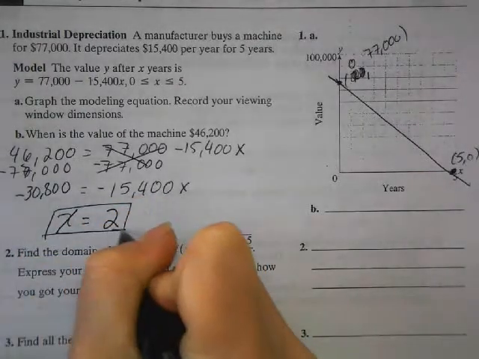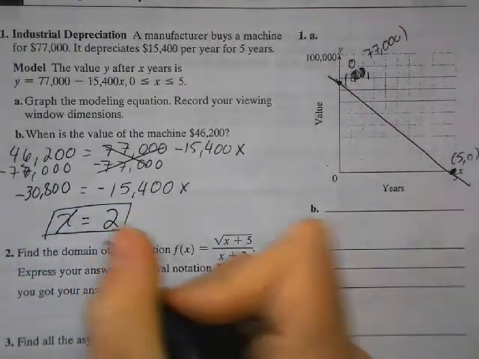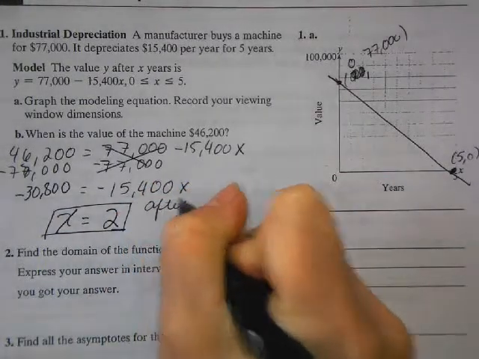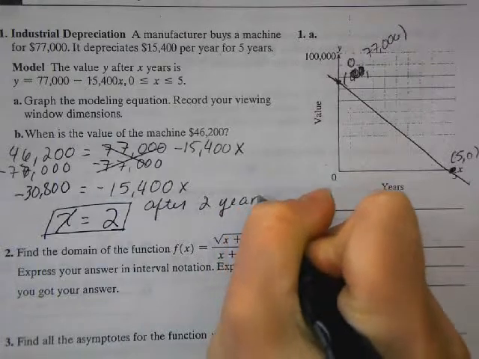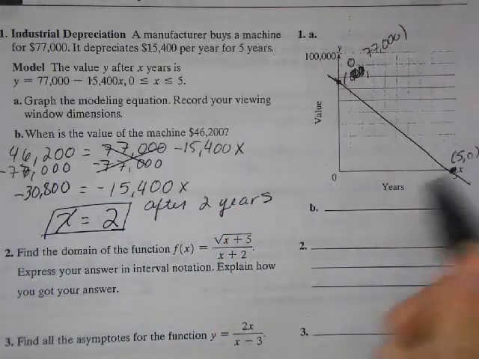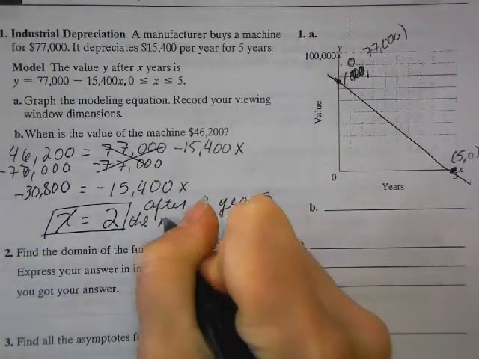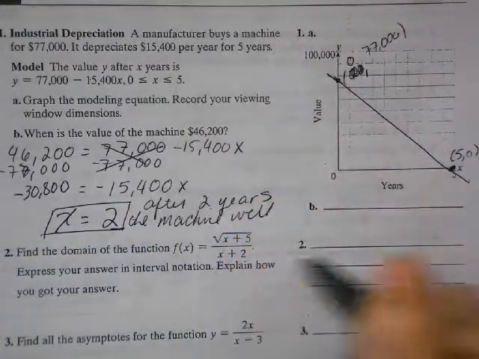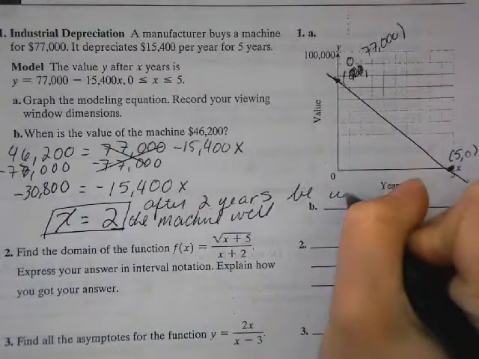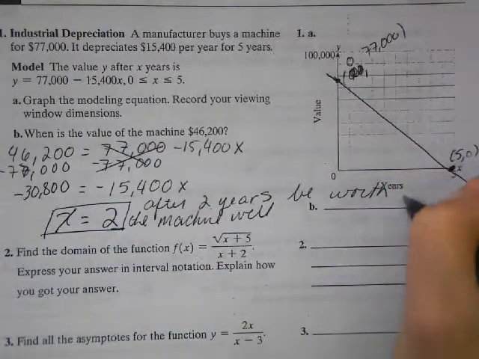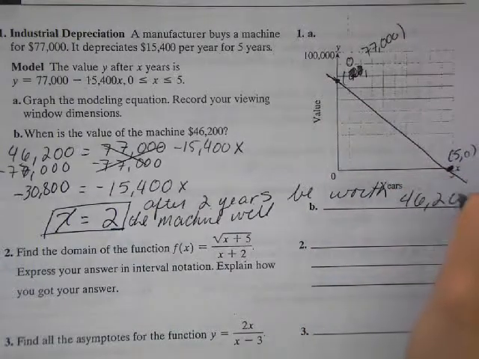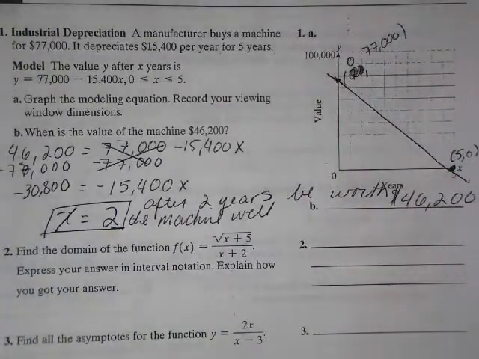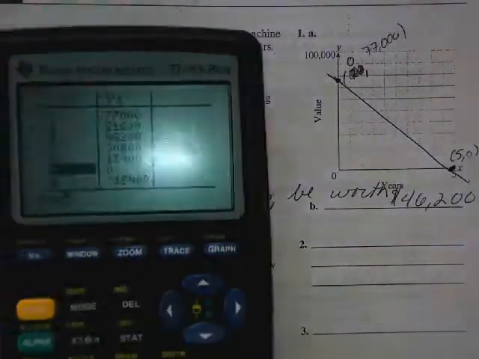But don't forget to give me a good answer, right? We definitely need a complete sentence answer. So after 2 years, the machine will be worth $46,200, and I will quickly show you.